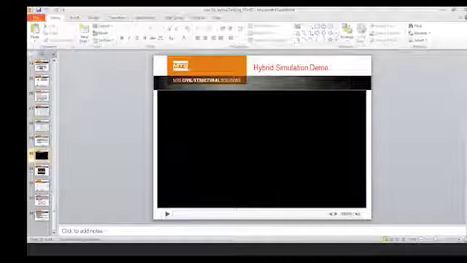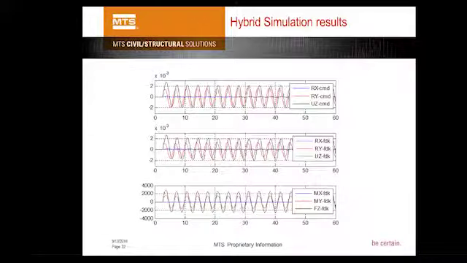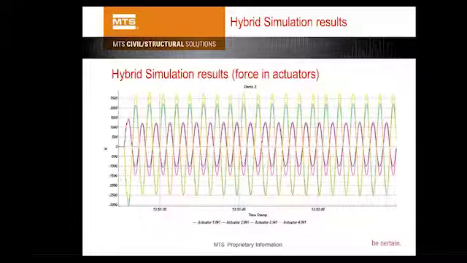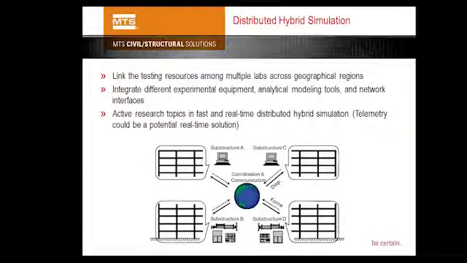Lastly, I will just quickly show you some results, of course, the data. We have the command for the 3 degrees of freedom in the test you just saw: the Rx, Ry, and the Uz. The command, feedback, and also the force are all from the testing. And then you can also take a look at the individual actuator forces.